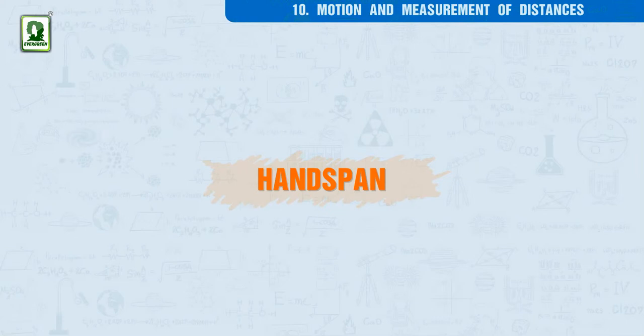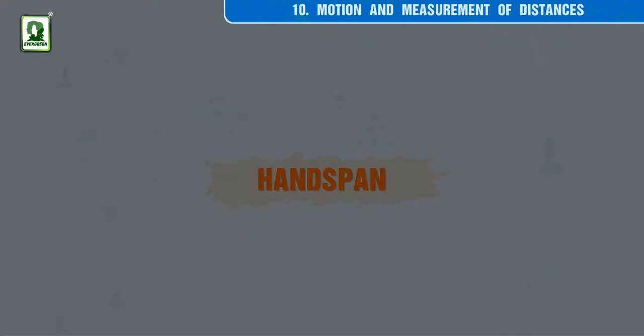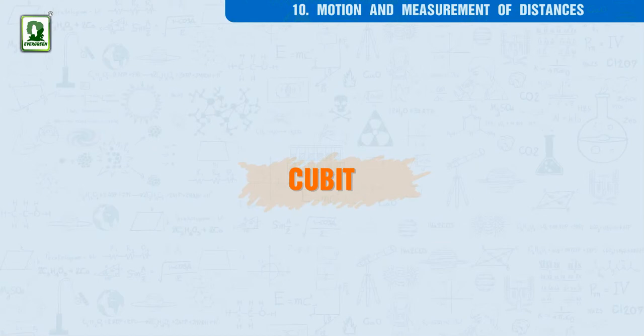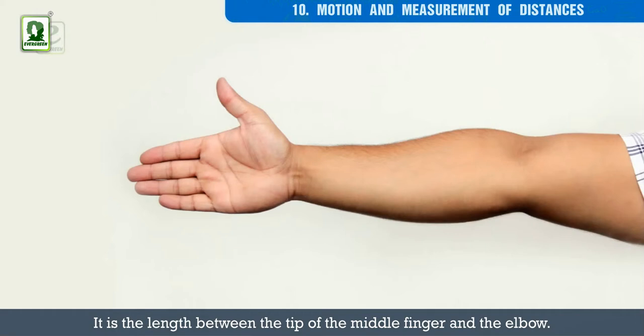Handspan. It is the length between the tip of the thumb and the little finger when stretched. Cubit. It is the length between the tip of the middle finger and the elbow.